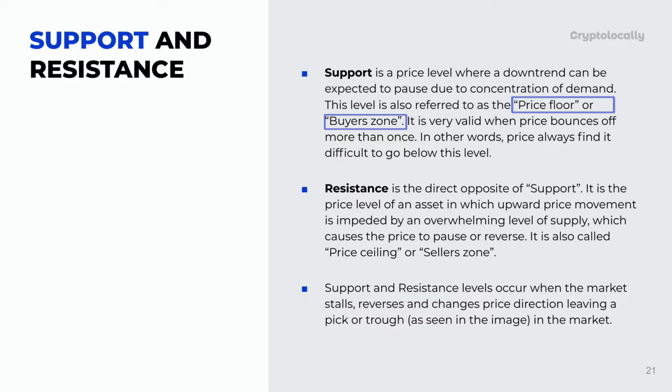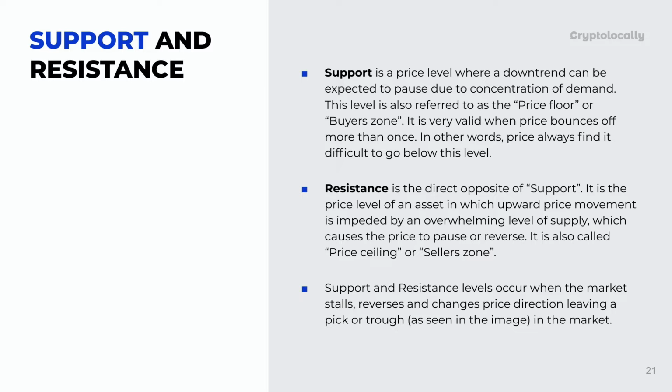Every buyer wants to buy at support zone because it is a level where a particular product is assumed to be cheap. So when you are buying at support, you are buying at a cheaper rate because that's where demand is, that's where everybody wants to buy. So it is very valid when price bounces off more than once.